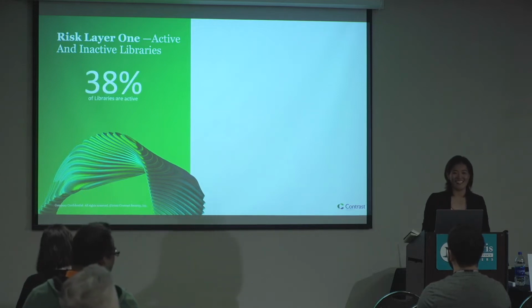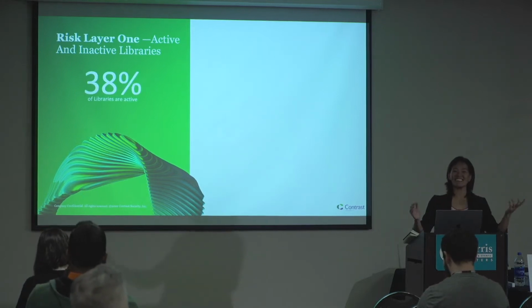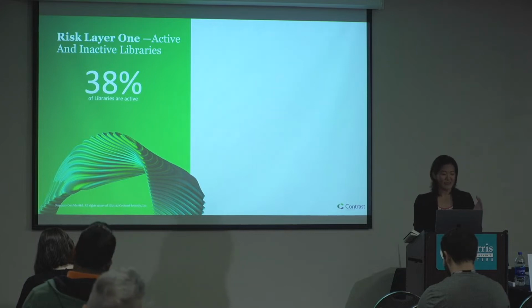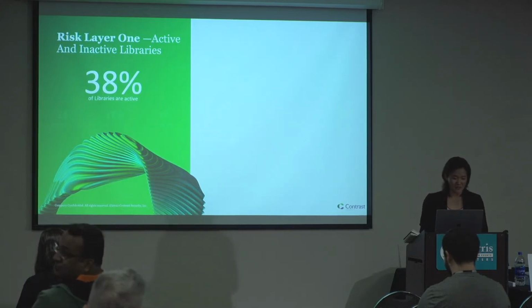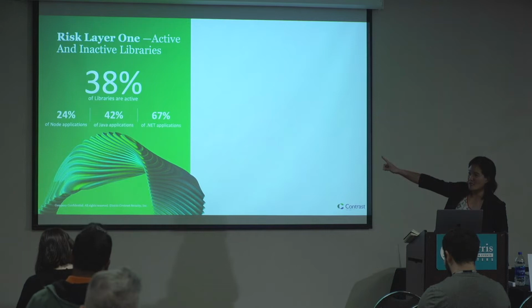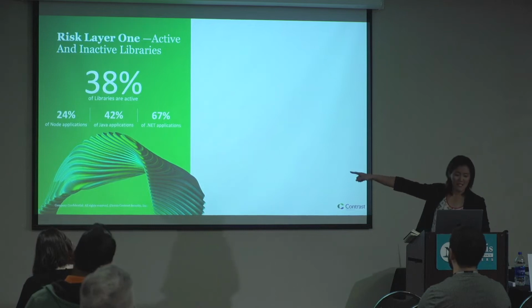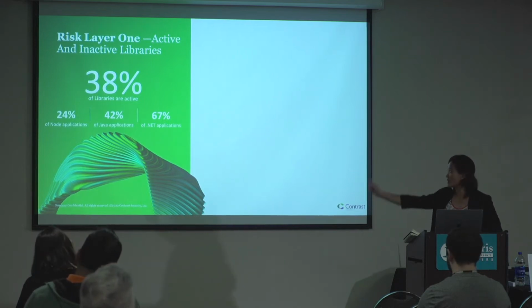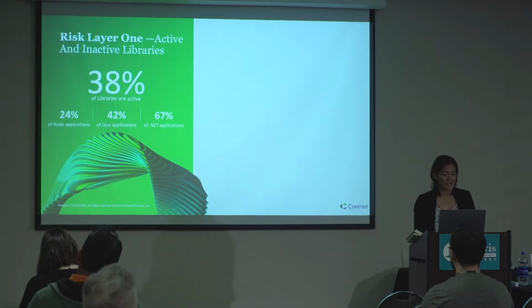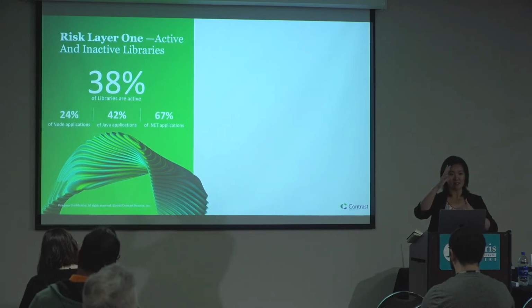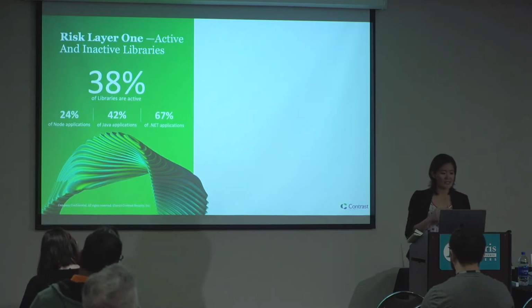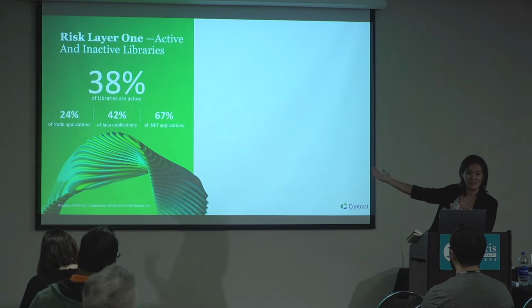It's actually 38%. I like you guys. You guys are great. 38% of all libraries are actually being used by an application. And here's the breakdown, across the tens of thousands of applications that we analyzed: on average 38%, 24% of Node applications, 42% in Java, and 67% in .NET. So if you think about the inverse, of 100% of all libraries and dependencies packaged in as part of your builds, only 38% on average are actually being used.